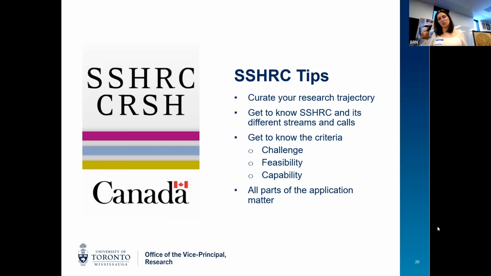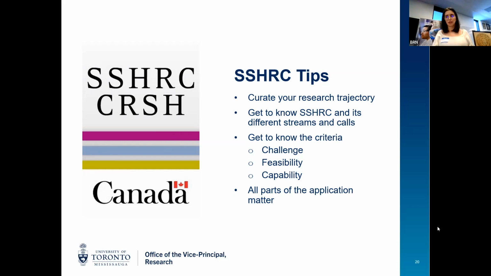All SSHRC applications, any one that you apply for, are going to be based on three criteria: challenge, feasibility, and capability. The challenge is how well you are able to showcase your problem and give the context of it. Feasibility is a plan to address that problem, and capability is you and your team and why you are the best person to address that.